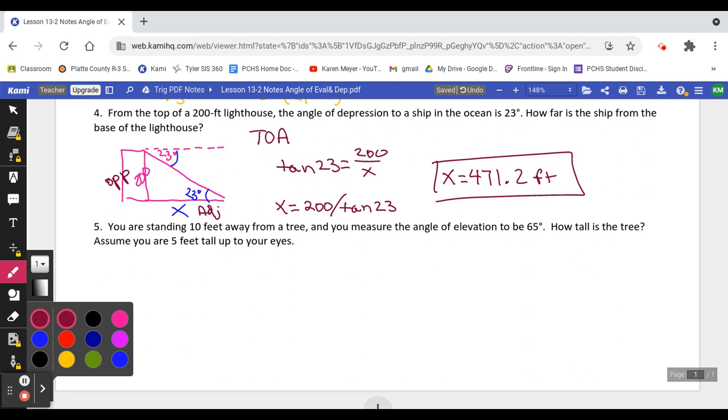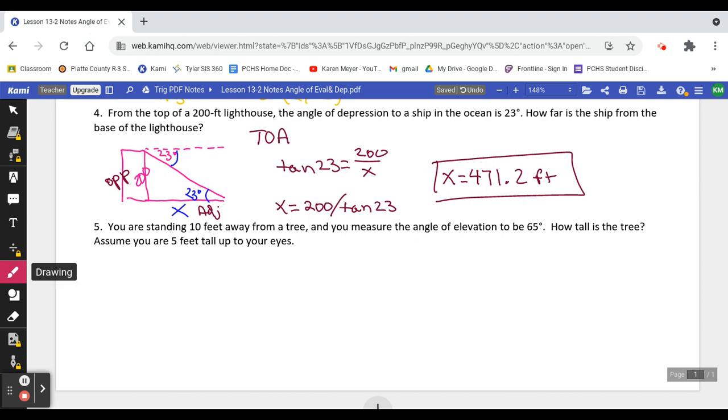Okay, last one. You are standing 10 feet away from a tree, and you measure the angle of elevation to be 65 degrees. How tall is the tree, assuming you are 5 feet tall up to your eyes? Okay, so here's me. I'm a wonderful drawer, so here's my little stick figure. Okay, and then I'm looking up at a tree. So here's my wonderful little tree.